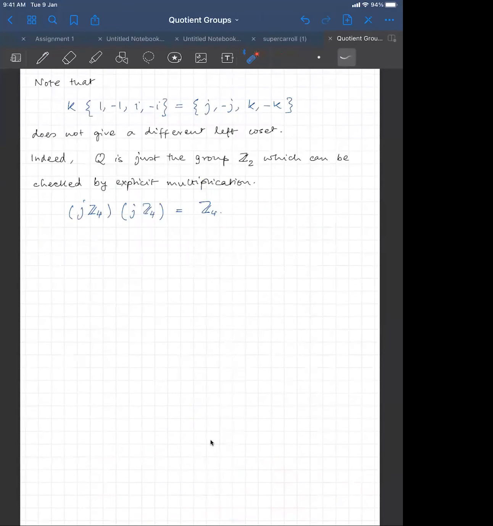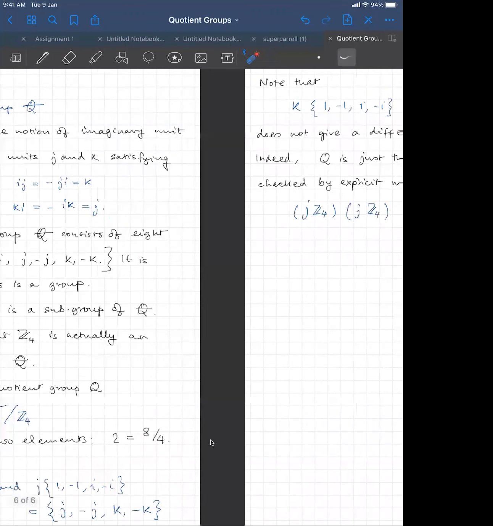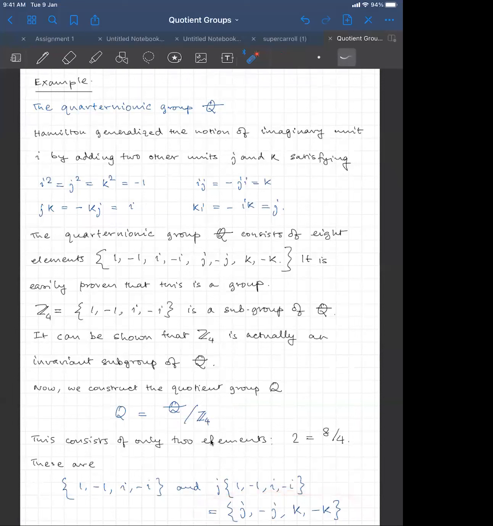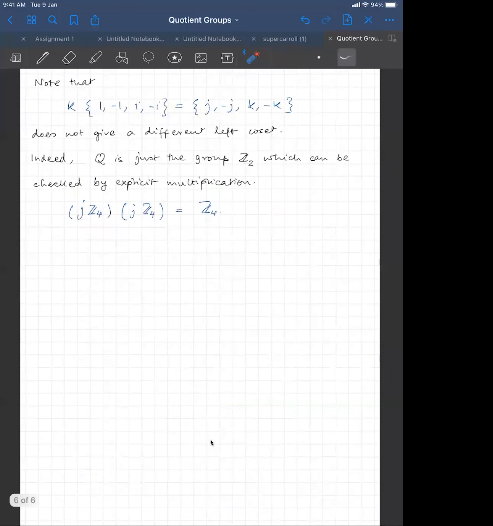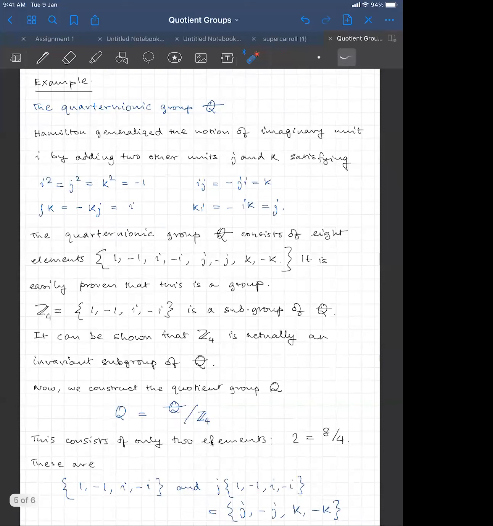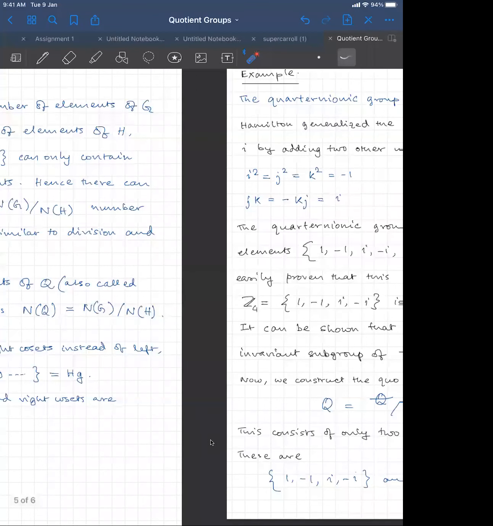This can actually be checked by explicit multiplication, where you multiply these out. You'll find that if you have two of these, you'll get back to Z4, and so that is essentially that. So that's an explicit way of trying to see what the quotient group is. And so that was the example. Hopefully now this is a little clearer.